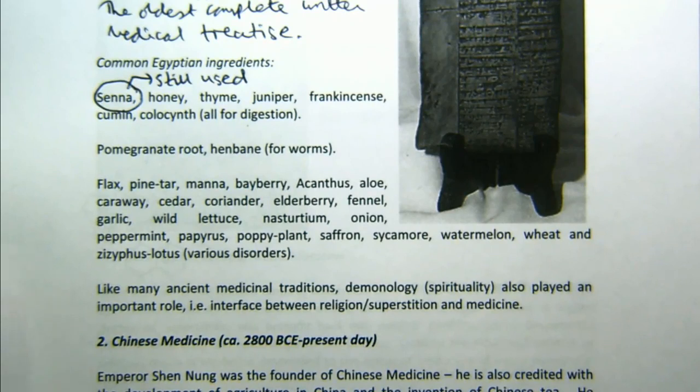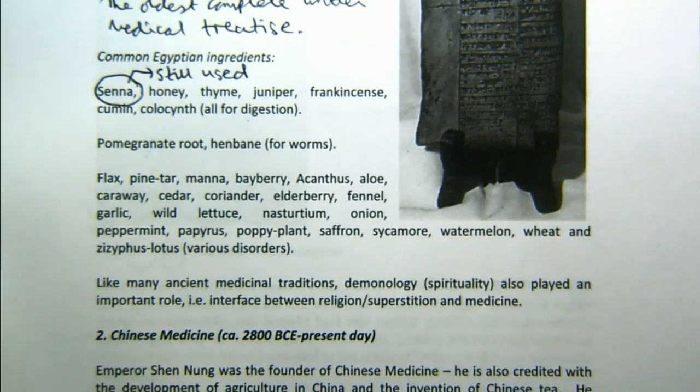Also in Egypt, like many ancient medicinal traditions, there was a big role played by demonology and spirituality, and there was this interface between religion and superstition and medicine, and that goes right through the history of medicine. We're going to see that keep coming back in different forms as we go through. And there's no doubt that the mind has great powers over the body, as we'll see a little bit later on. So there are reasons why spirituality and medicine are connected as well.